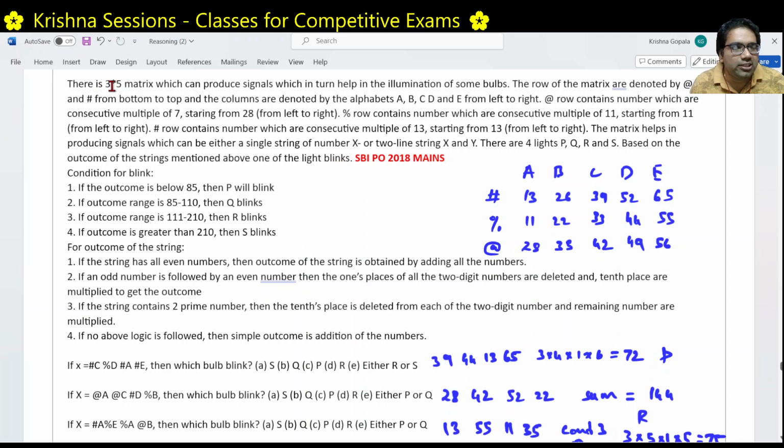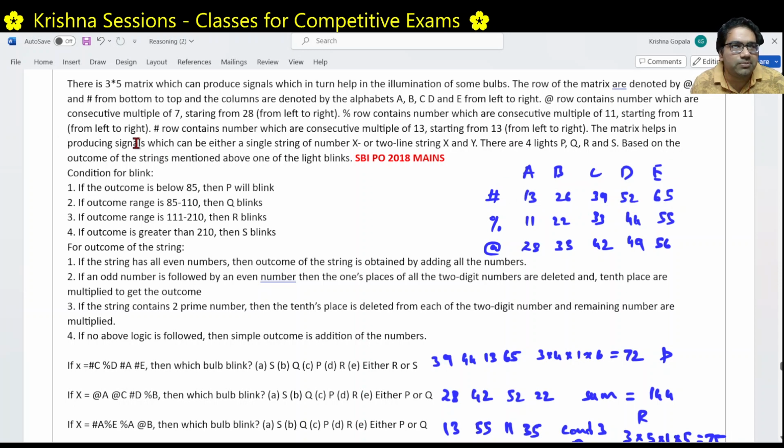Let's see this. There is a 3x5 matrix which can produce signals, which in turn help in the illumination of some bulbs. The rows of the matrix are denoted by symbols, from bottom to top, and the columns are denoted by the alphabets A, B, C, D, E, from left to right. The @ row contains consecutive multiples of 7 starting from 28: 28, 35, 42, 49, 56. The % row contains consecutive multiples of 11 starting from 11: 11, 22, 33, 44, 55. The # row contains consecutive multiples of 13 starting from 13: 13, 26, 39, 52, 65.